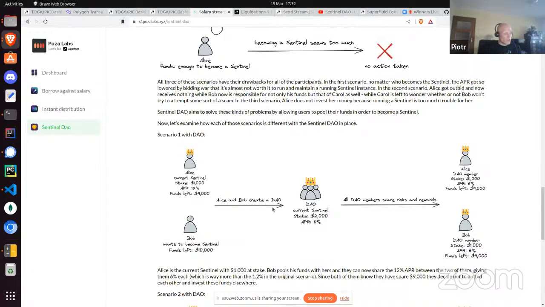So if they were open to an opportunity of joining their funds and creating a DAO, we can maybe then have an agreement between them where they say, okay, I'm gonna put up $1,000 and so am I, and then we can have $2,000 combined, and the APR is still relatively high. And what's more important, we have $9,000 left that we can invest in some other opportunities.